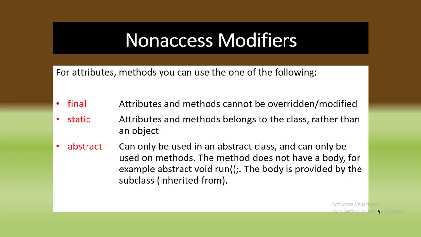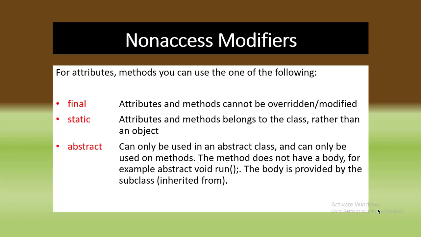The other non-access modifier for attributes and methods is abstract. We use abstract methods and abstract classes. We use the abstract modifier just for a method. We cannot declare an attribute as abstract. The method does not have a body. When we declare a method as an abstract method, that method cannot have a body.